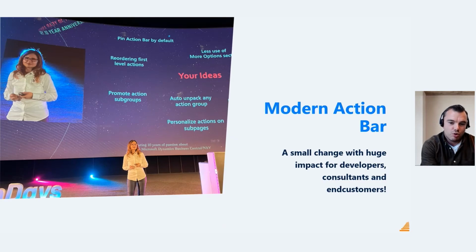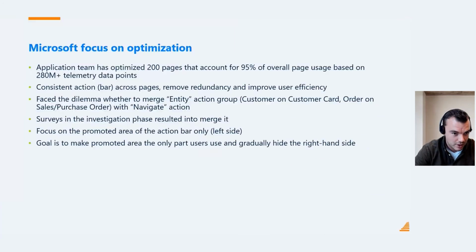We now have a new feature called Modern Action Bar, and you think it's a very small change, but it has huge impact for developers, consultants, and especially also end customers. What's the idea? Microsoft had a focus on optimization. The application team of Business Central has optimized 200 pages that account for 95% of the overall page usage based on the telemetry data they have.